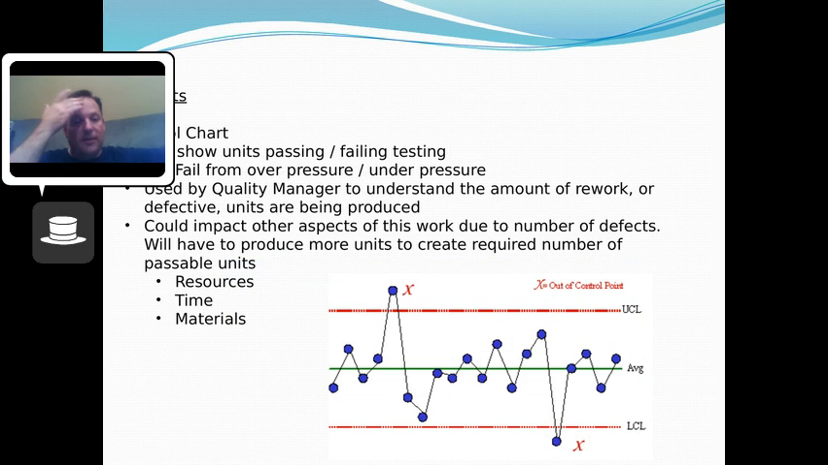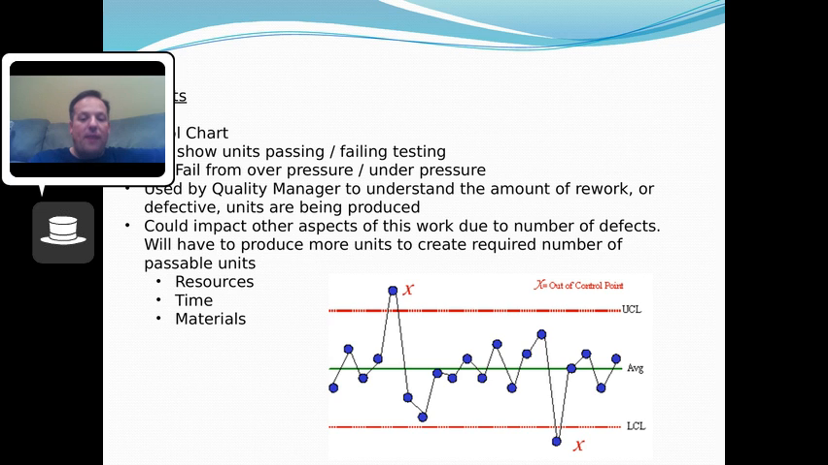Outputs for the control chart. It's the same example off the front page that I had there before. This will show units that pass or fail the testing, fail from overpressure or underpressure. So our average, our green line in the middle, is going to be our 150 psi. The top, the upper control limit, would be our 155. Remember, we had a 5-pound plus or minus, so 155 would be our upper control limit. 145 would be our lower control limit, because we're going to say that 150 is what it holds at.